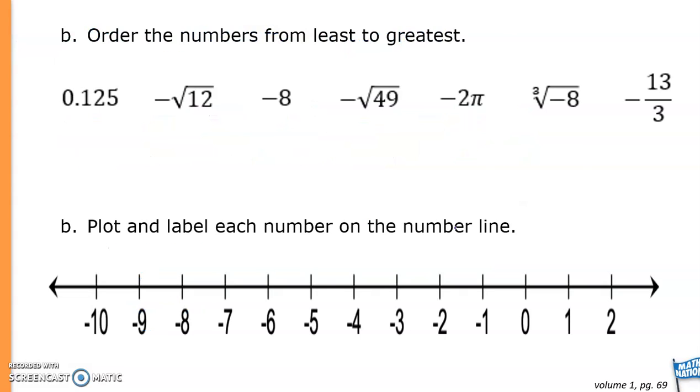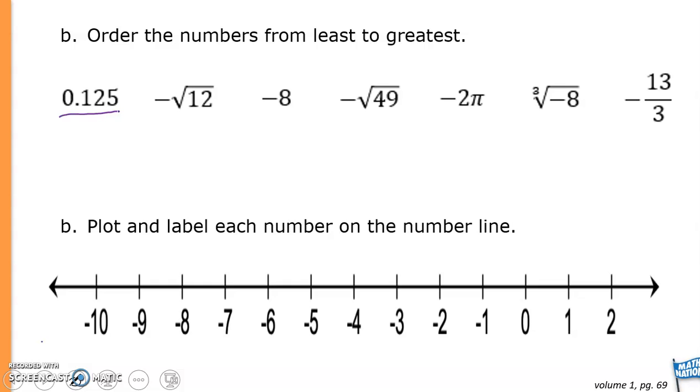Then I'm going to use those same numbers and try to order them from least to greatest, and then plot them on the number line. When I plot them on a number line, they will automatically be in order from least to greatest because it'll be the smallest on the left-hand side and the largest on the right-hand side. Let's start with the one that's already a terminating decimal.